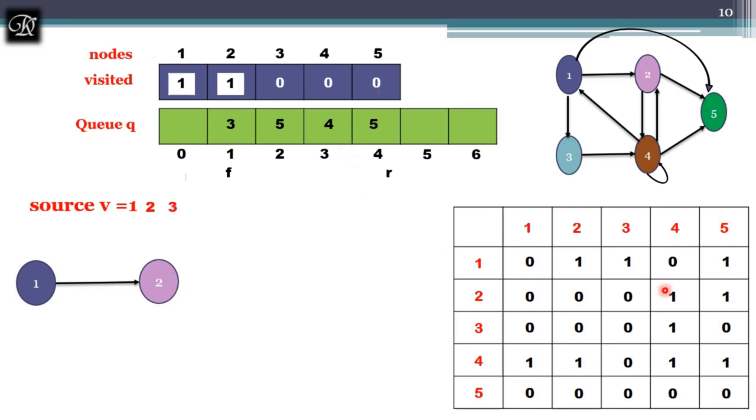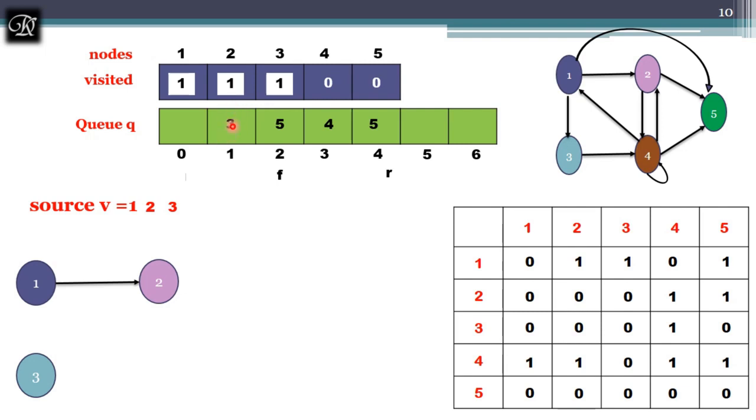Now, which is the next node? The next node on the queue is 3. So now the row for 2 is over. The next job is to remove one element from the front of the queue and do the same task. Now I am going to visit 3, so that's why I am adding source as 3 now. Next, I am going to mark it as 1, because I am starting from 3 now. I am going to mark it as visited.